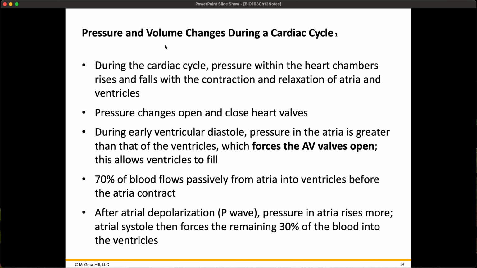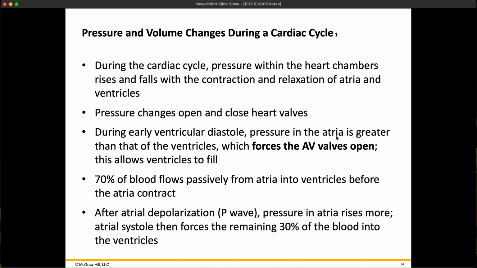Okay, so there are also pressure and volume changes during a cardiac cycle. As the heart is contracting and relaxing, that's changing the pressures within the heart. During the cardiac cycle, pressures rise and fall within the chambers as the heart valves open and close. It helps maintain proper movement so that blood doesn't flow abnormally. In early ventricular diastole, pressure in the atria is greater than in the ventricles, and that forces the AV valves open, allowing the ventricles to fill.